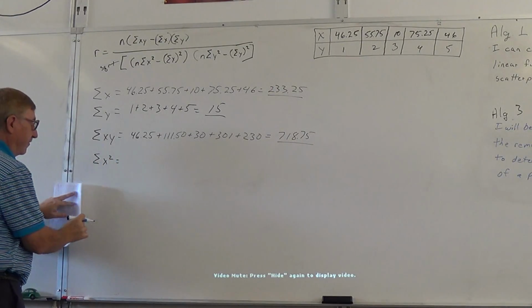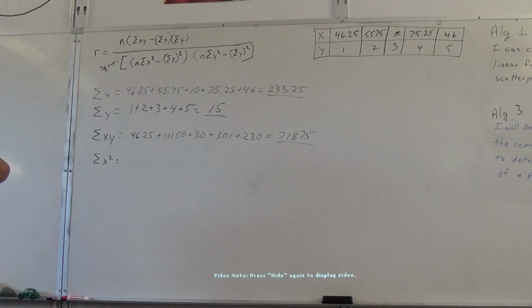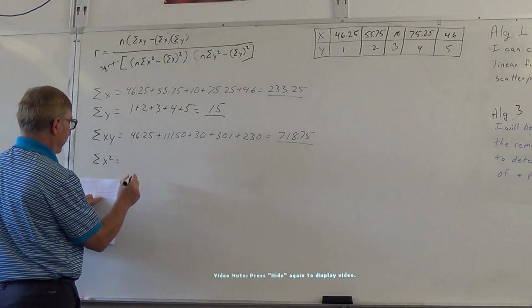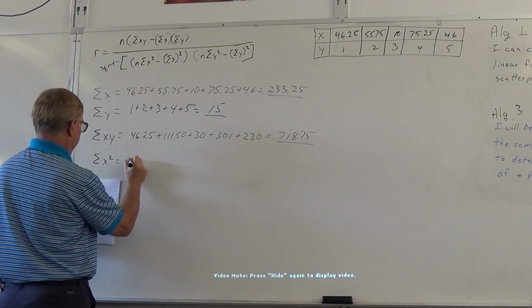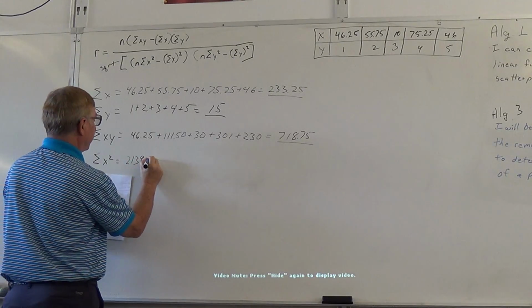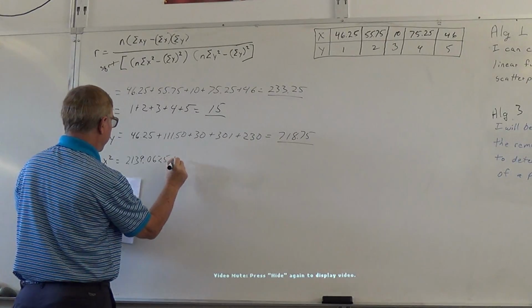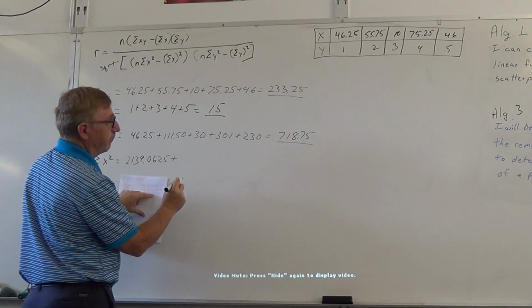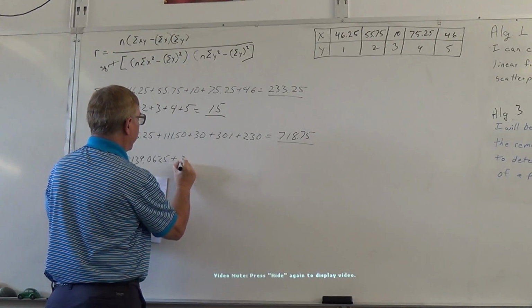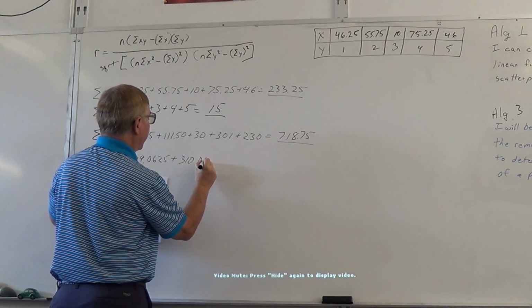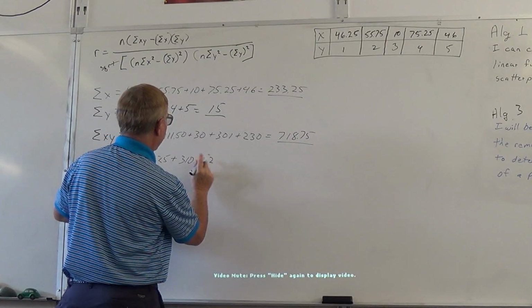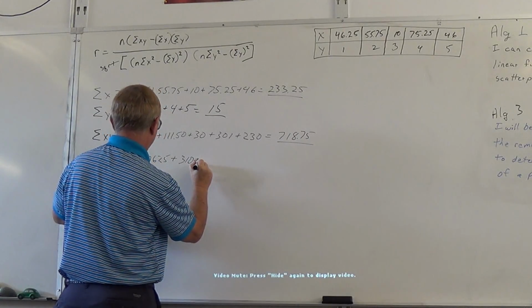Summation of x squared. You square each x and add them all together. So it's 46.25 squared, which is 2139.0625, plus 55.75 squared, which is 3108.0625, plus 10 squared is 100, plus 75.25 squared is 5662.5625, and 46 squared is 2116.